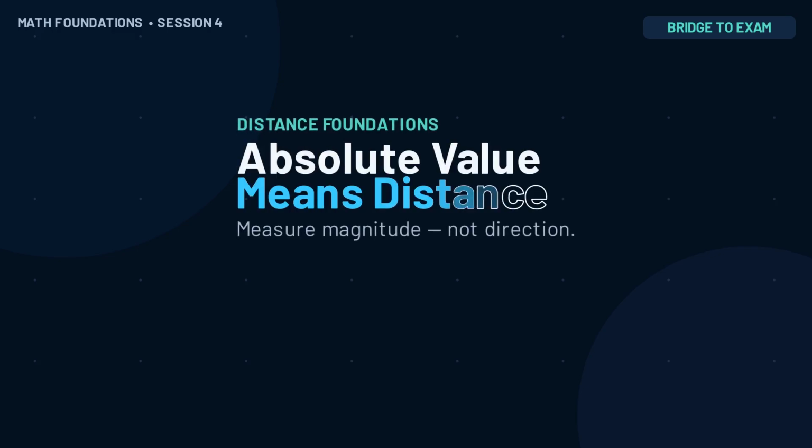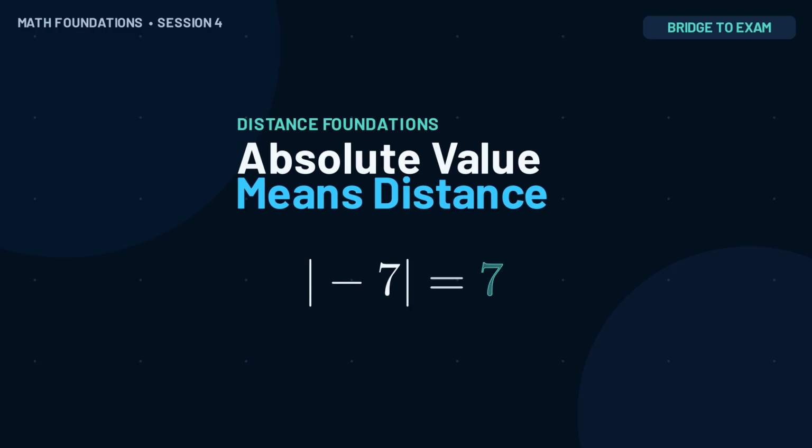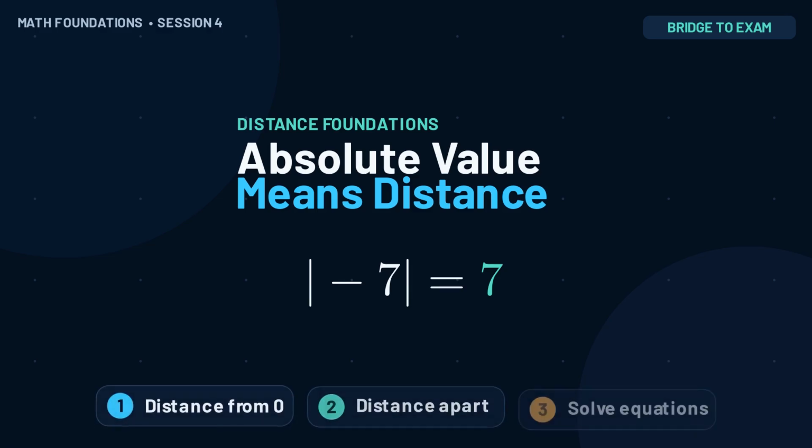Welcome to Session 4. Absolute value is not a command to erase a negative sign. It is a measurement of distance. Because distance cannot be negative, absolute value answers are 0 or positive. Today you will find distance from 0, calculate distance between two signed values, solve a simple absolute value equation, recognize an impossible equation, and use distance to compare temperatures.